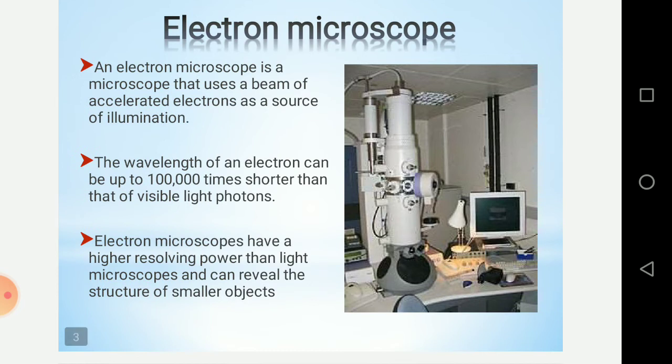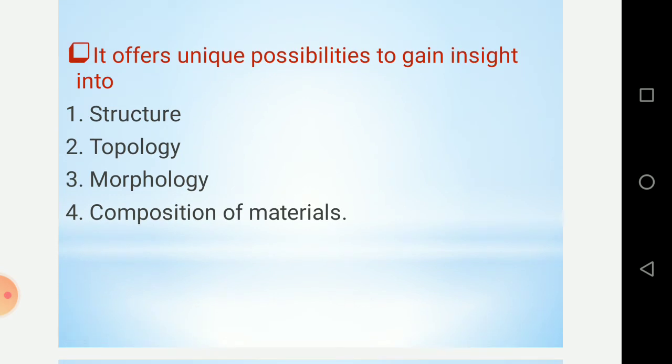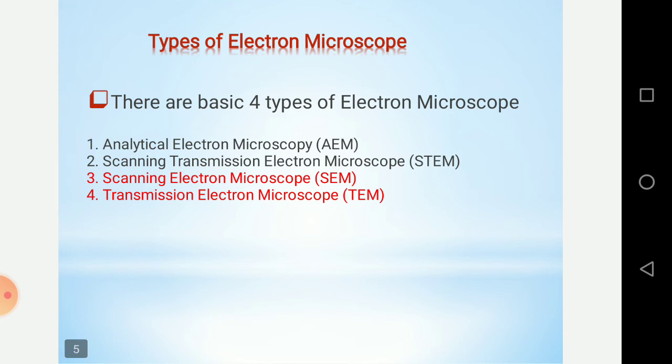Then we moved to our topic, that is the electron microscope. We saw the characteristics of the electron microscope and different points included in that. Then we saw the unique possibility to gain insight into the structure, meaning what we can observe by using the electron microscope, like structure, topology, morphology, and composition of material. Then we saw the types of electron microscope, in which we focused on two types, that is the scanning electron microscope and the transmission electron microscope.